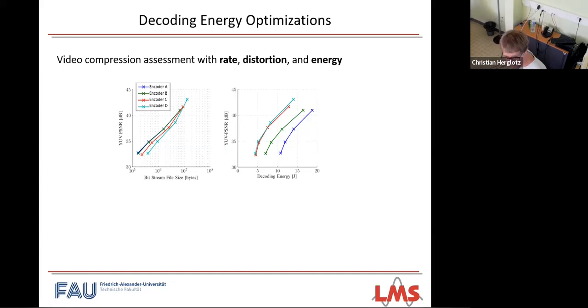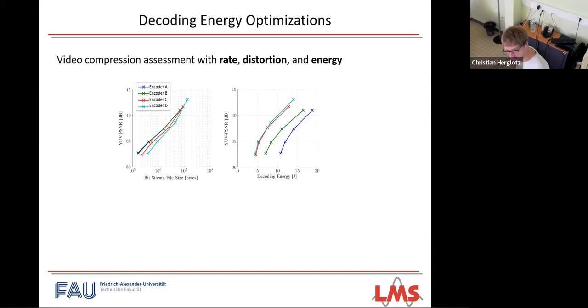With such a kind, we can say, well, nowadays the bitstream file size or the bitrate is not that important anymore, as we've just discussed beforehand. It's not of a big deal, but the energy is maybe more important. Let's have a closer look at that. So the energy is important, and the quality, maybe even more than the bitrate, at least in my opinion. But here we still get some nice results.